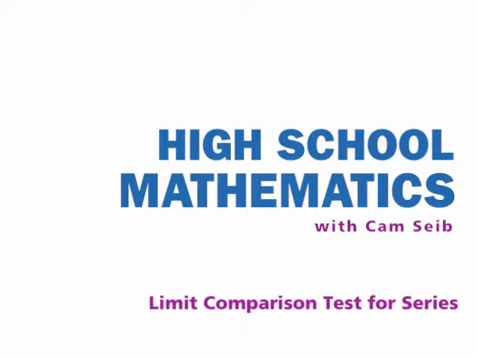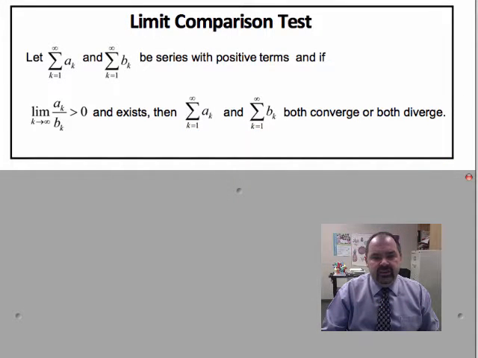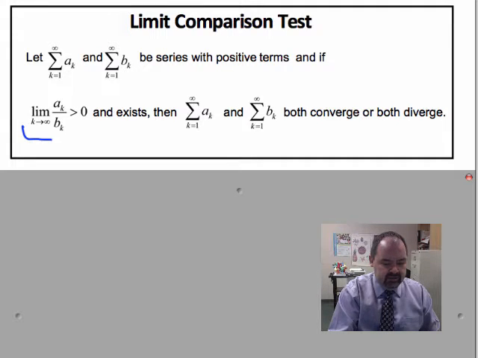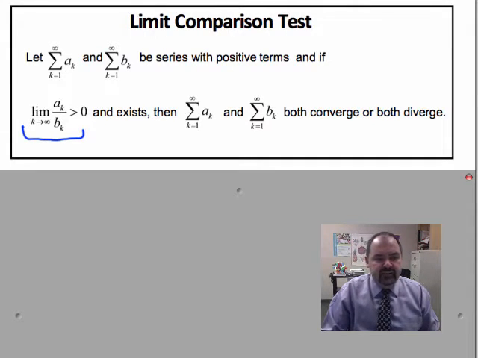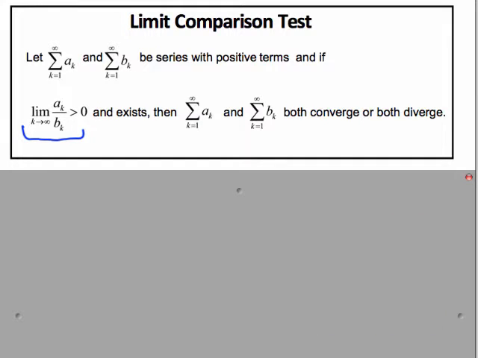Here's another test for convergence. The limit comparison test says that if you have two series with positive terms, and if you can show that this limit is a finite value greater than 0, then the two series that you used in your limit will both converge or both diverge.